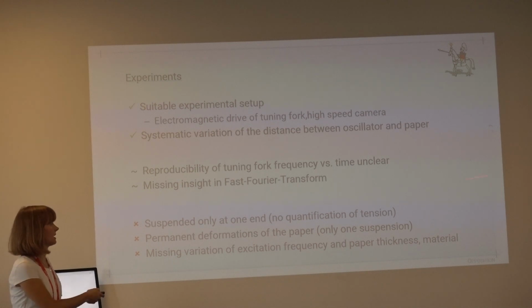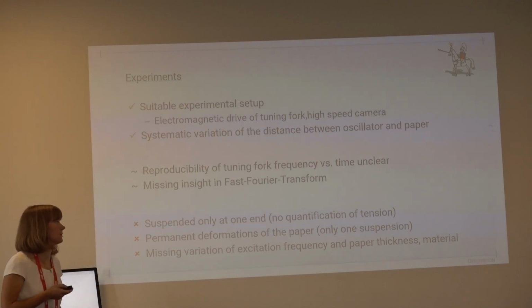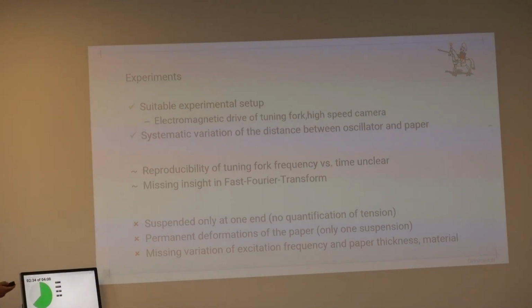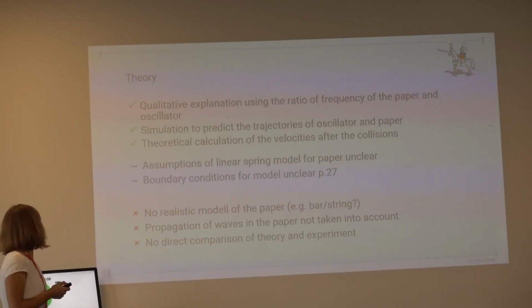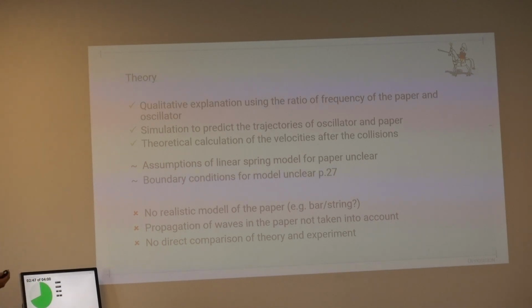Nevertheless, some parameters were missing or not varied, for instance the paper thickness, because a paper usually isn't a card or such a cartoon as she used. It could also be a thin paper, and then maybe the phenomenon would be different. So the most important parameters are the paper thickness and the material. The suspension wasn't varied either: it was always suspended on only one end, but a paper could also be suspended on two ends.